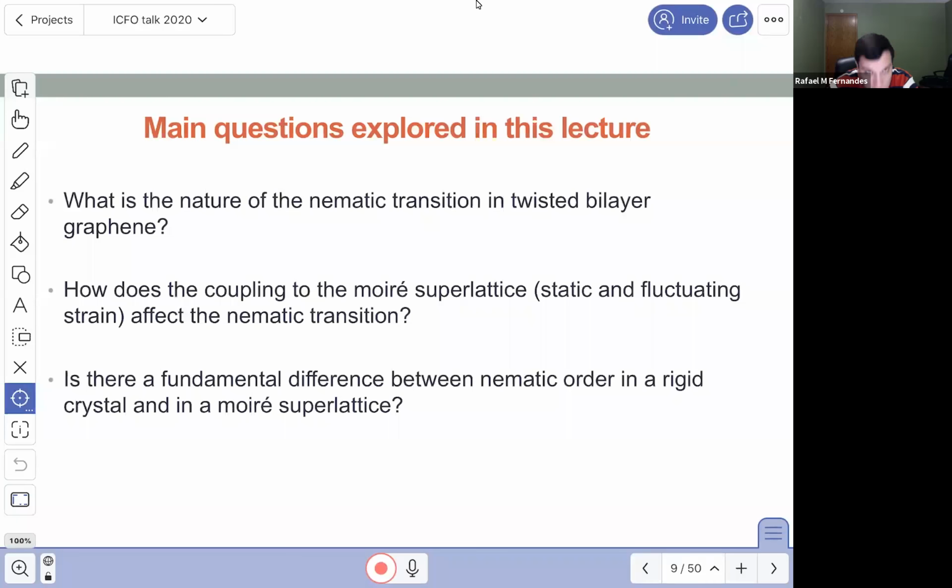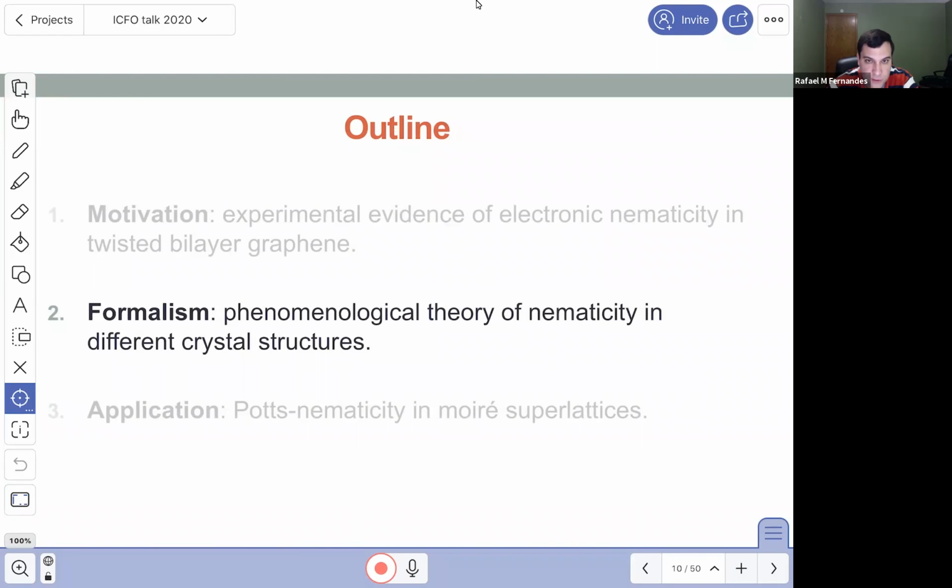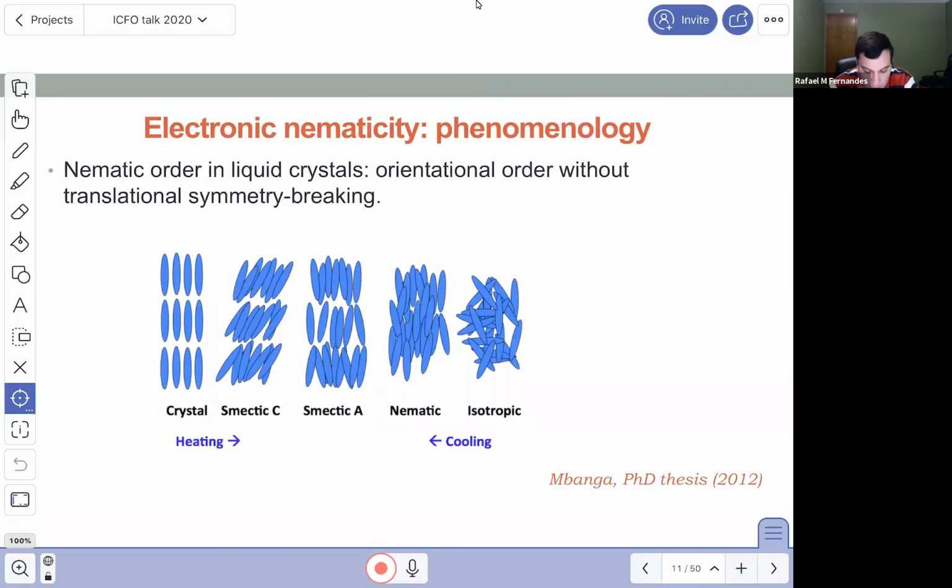All right. So now let's start with introducing these ideas in a more formal way. Let's start slowly here. So I need to go back to define what is electronic nematicity. You probably have heard before the word nematic. It comes from liquid crystals, okay? Now, liquid crystals, you can think of these systems with these molecules here, these blue molecules. They're elongated rod-like molecules. And you know there are two phases that are very well known, right? A liquid phase, which is also called isotropic, and a crystal phase, which is obviously a solid phase.